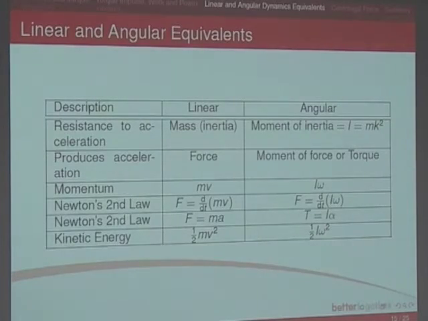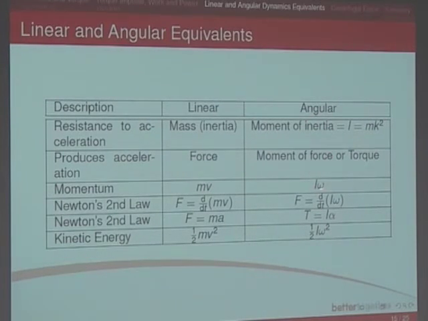So we can draw some equivalence between linear and angular motion. We said the resistance to acceleration: for linear motion, that's the mass; for angular motion, that's the moment of inertia. The force that produces acceleration: for linear motion, that's the force; for angular motion, that's the moment of force, or a torque.